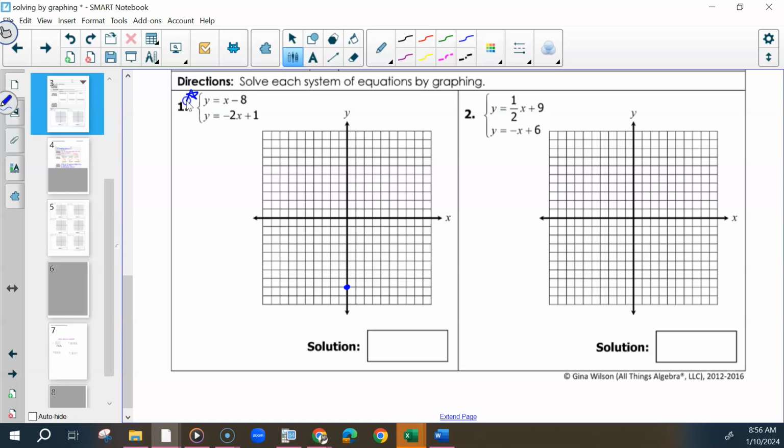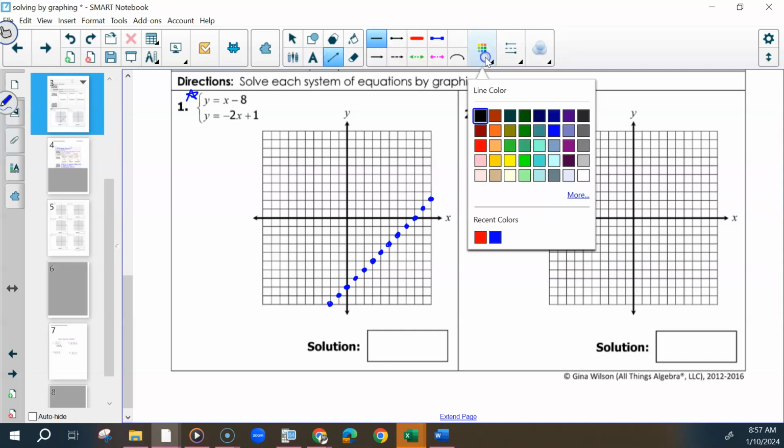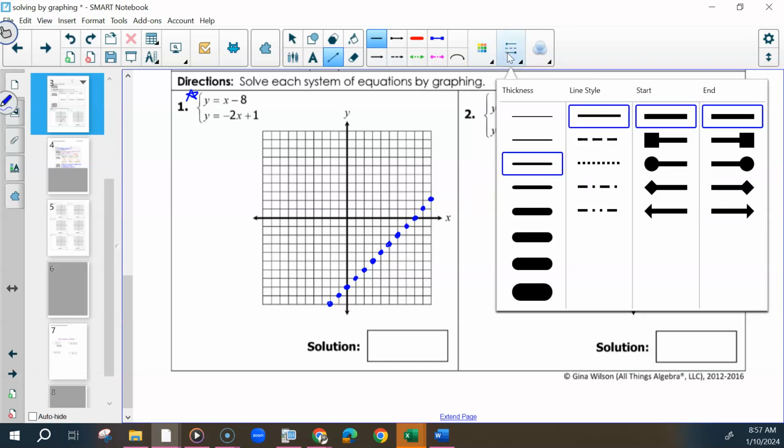And the slope for that equation is what? For the first one? 1. So that means we're going to go up 1, right 1 as many times as possible. Fill up your graph. And down 1, left 1 as many times as possible. Again, fill up your graph. Make a line, connect all of your dots through all of your points. Make sure it has arrows at the end.